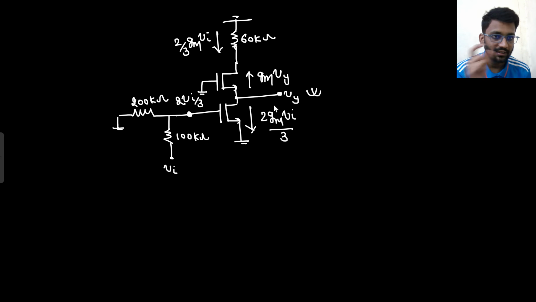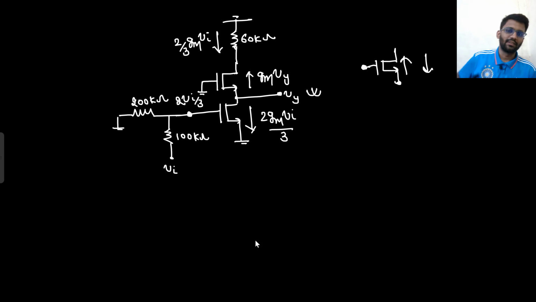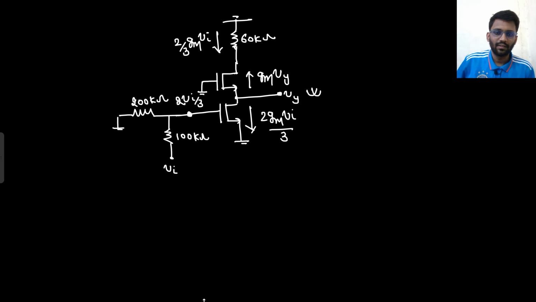Gm Vgs is the current. I told you how to write the current. This potential minus this potential, then the current would be this. And this potential minus this potential, then the direction of the current would be this. So I am writing this potential minus this potential. So in the upward direction, Gm Vy current. Right?